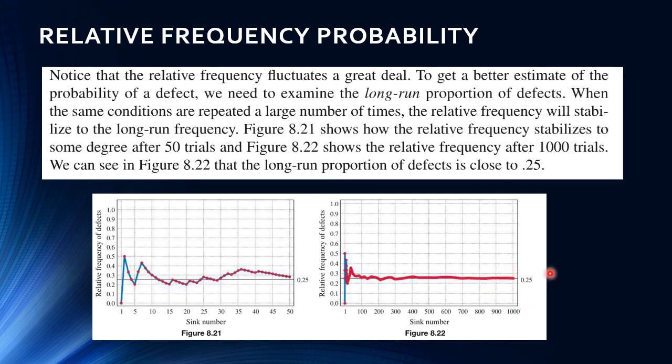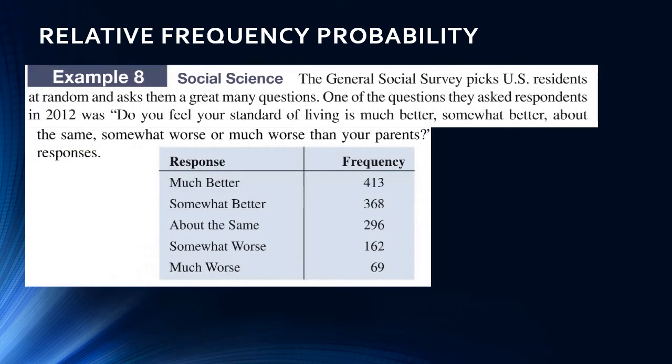And so we get this long run proportion of defects is close to 0.25, which is saying that about 1 in 4 sinks has some kind of defect in it. Okay, so that's why we do this long run. If we stay with only 10, we don't have a good estimate. But the more tests or trials we run, the more relative frequency and stabilization we get.